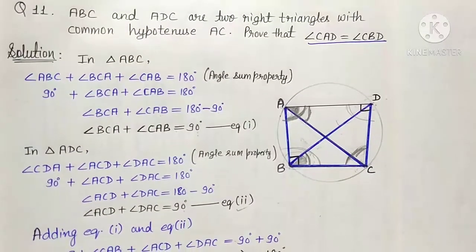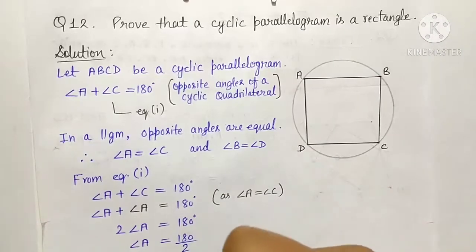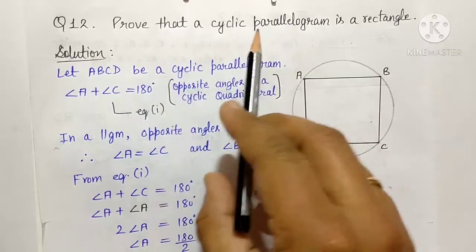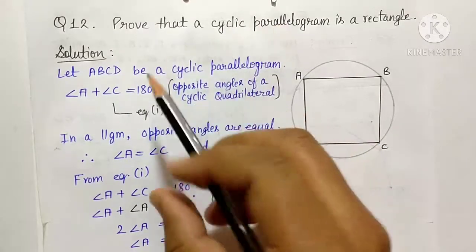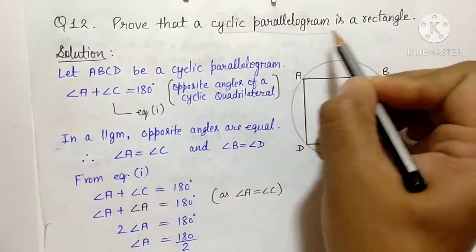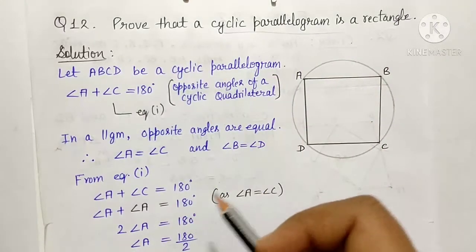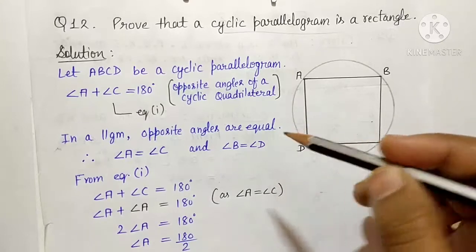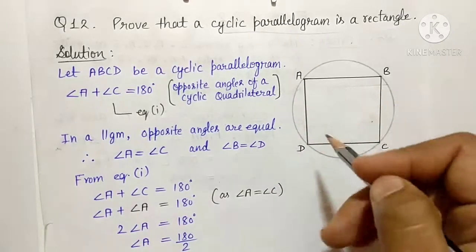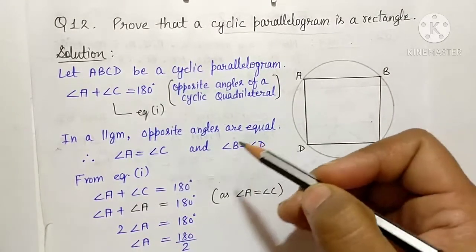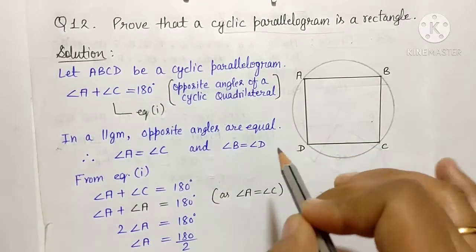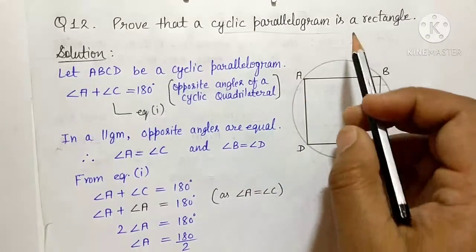Now move to question number 12. Question number 12, which is the last question of this exercise, says: prove that a cyclic parallelogram is a rectangle. So first, what is a cyclic parallelogram? A parallelogram whose all corners or all vertices lie on the circle is called a cyclic parallelogram. Parallelogram you know very well. In a parallelogram, opposite angles are equal, opposite sides are parallel and equal. We have to prove that it is a rectangle.